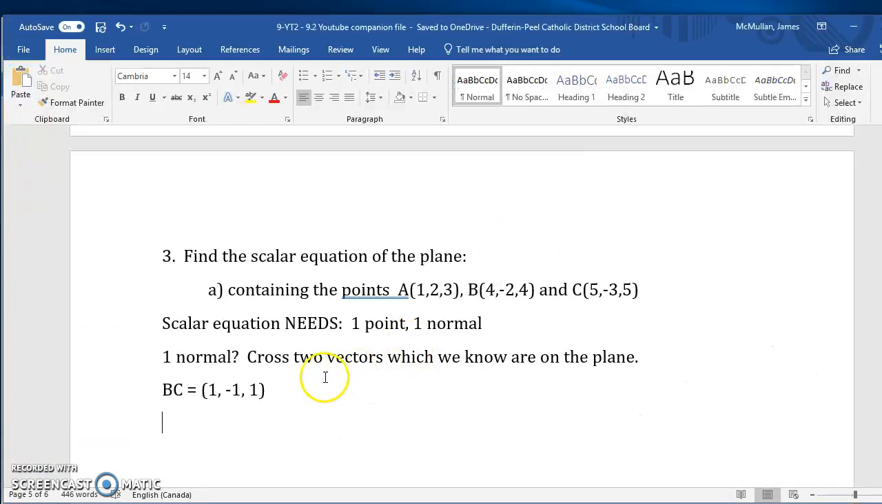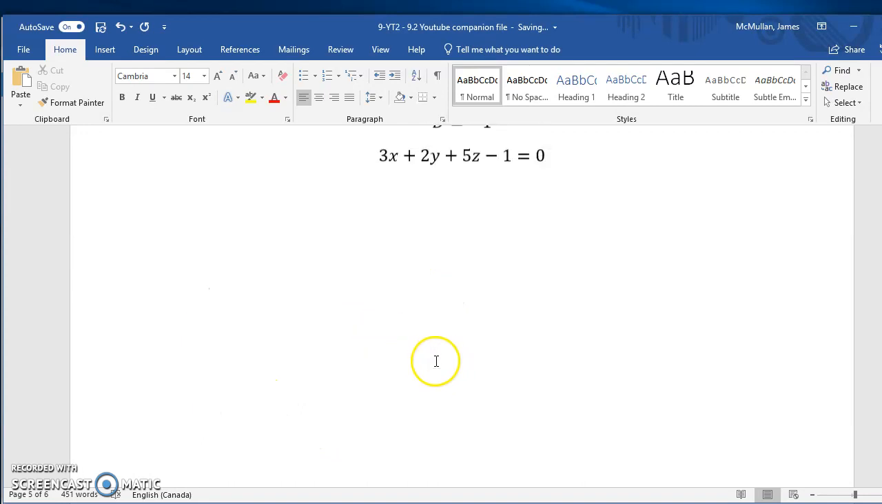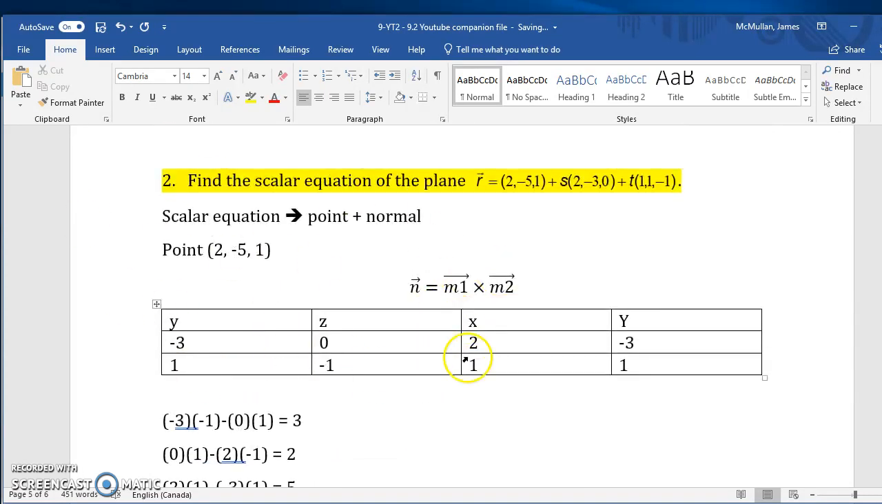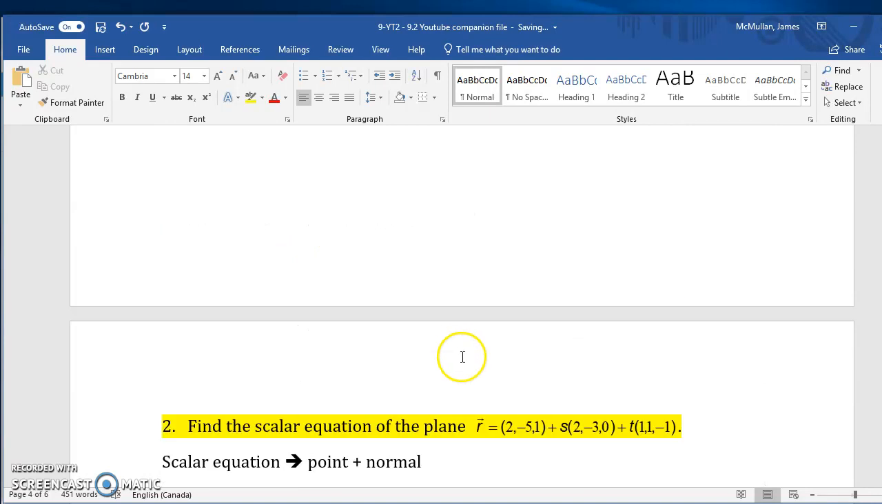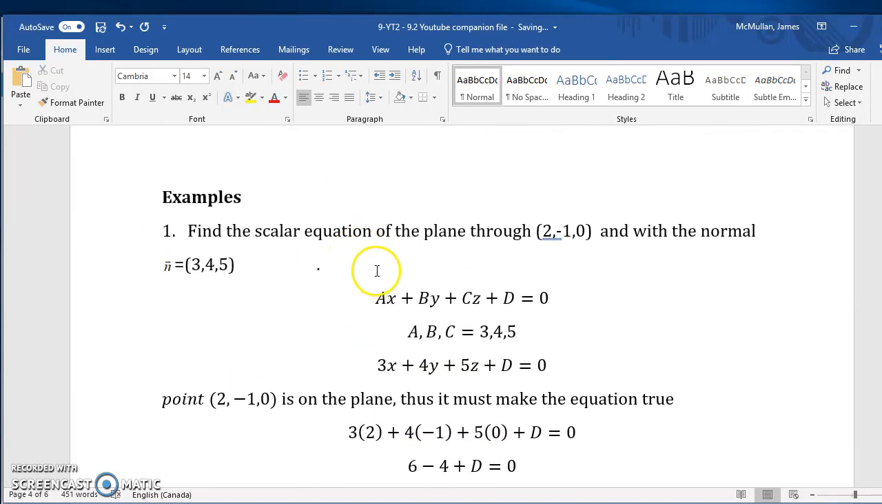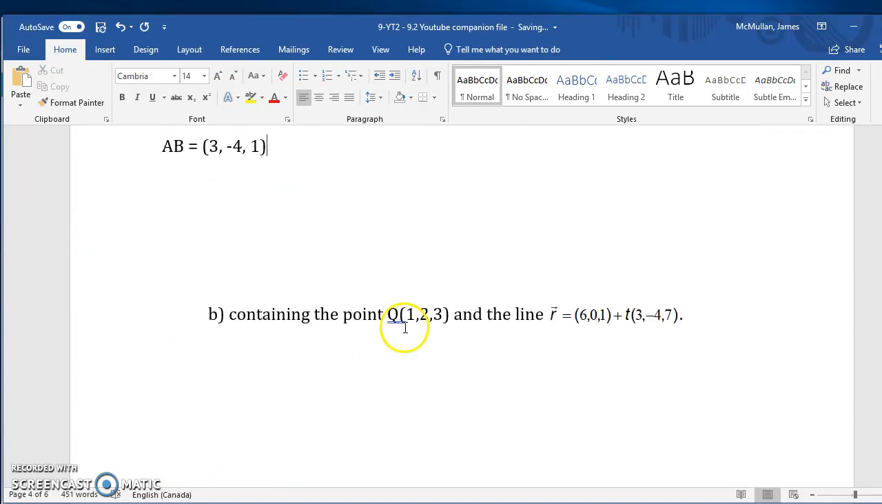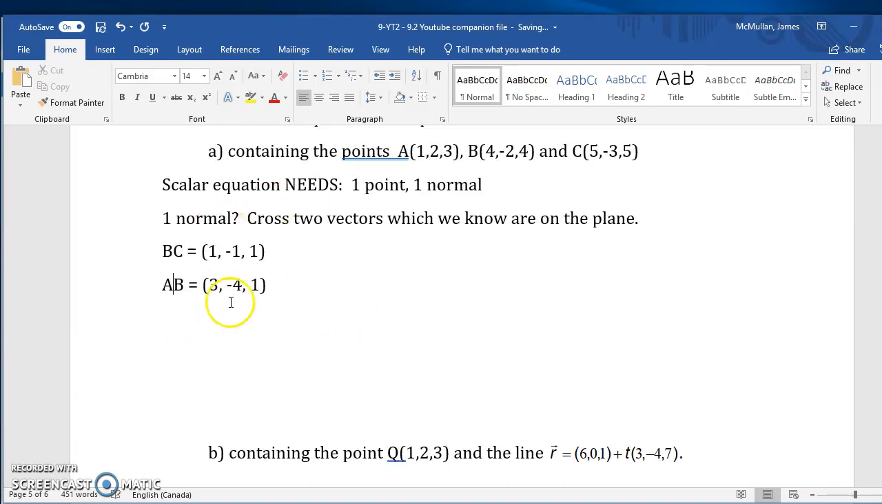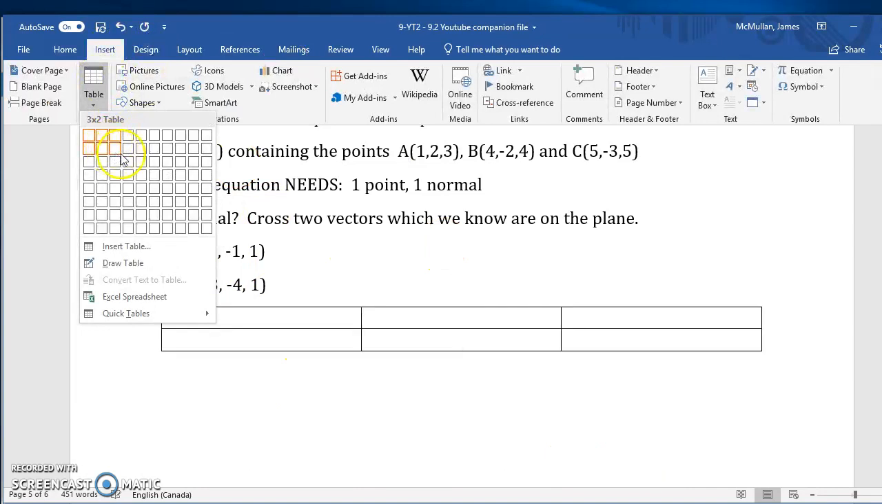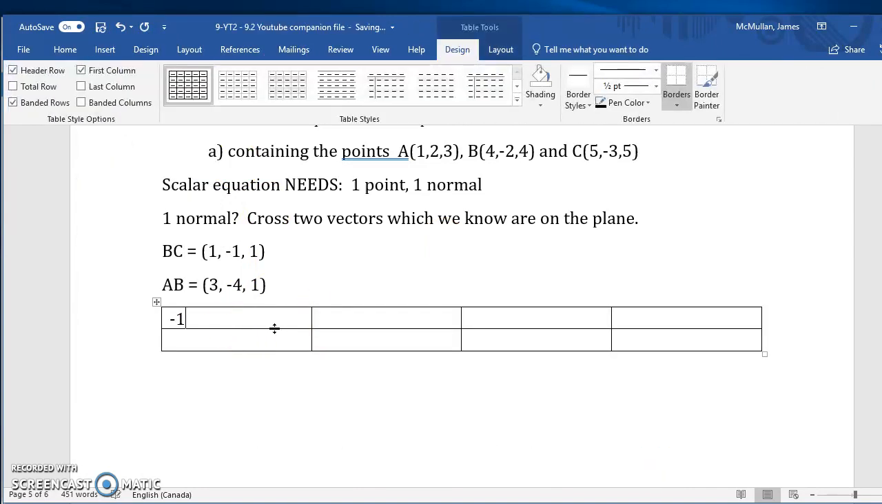Now I have 2 vectors and I have a point. Therefore, I have the same situation that I had in part 2. I'll cross the vectors, which gives me the same situation I had in part 1. I sub in and give the answer. So again, we can do our cross product, just a bit quicker this time. We have negative 1, 1, 1, negative 1 for the top vector. For the bottom vector, we have negative 4, 1, 3, negative 4.